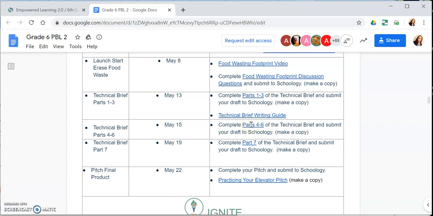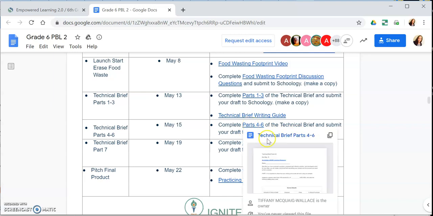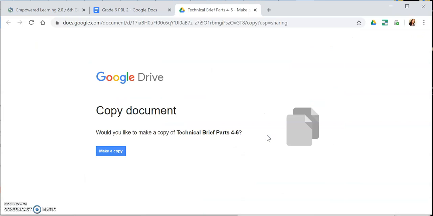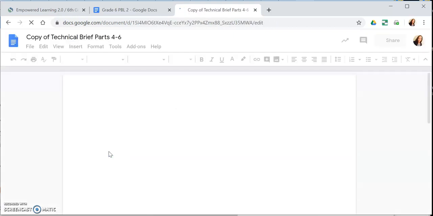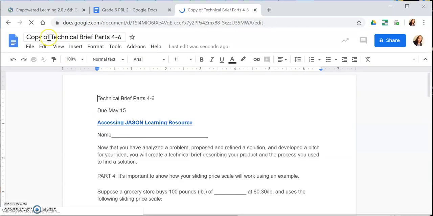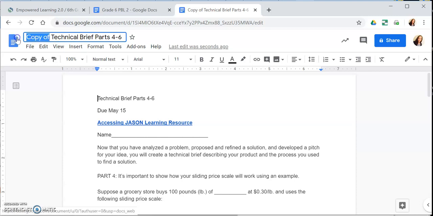So in order to access this document, we're going to click on the hyperlink and open it up. It's going to prompt us to make a copy. So we're going to select make a copy, and it will open the document here. As usual, we're going to erase where it says copy of, and we're going to replace that with WMS for Wells Middle School.